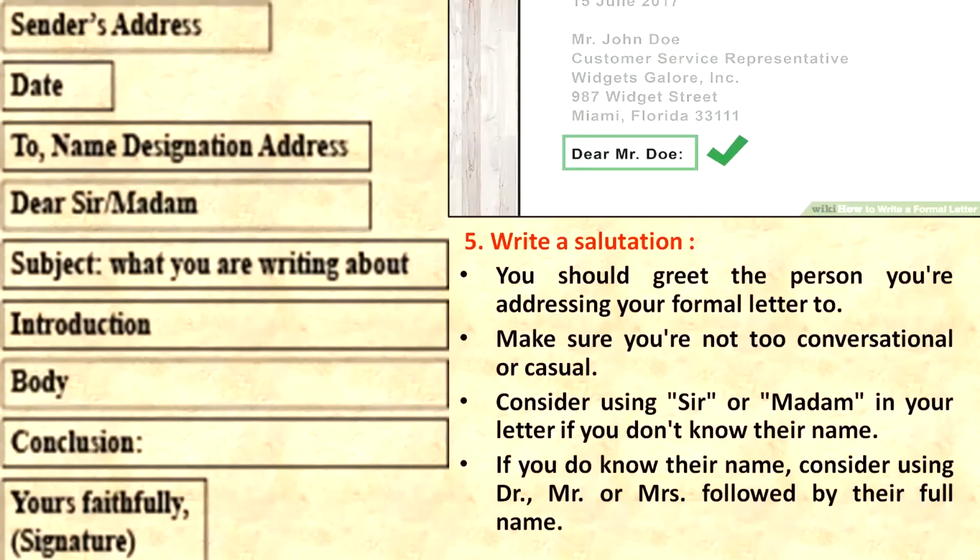The next important element is writing a salutation. Now, when we are writing a salutation, we are actually greeting the person we are addressing the letter to. So, we need to be careful that in a formal letter, we do not sound too conversational or too casual in our tone. It is preferable if we can use sir or madam in the letter when we do not know the name of the person we are writing to. If we know their name, then we can use Dr., Mr., Miss before the name.